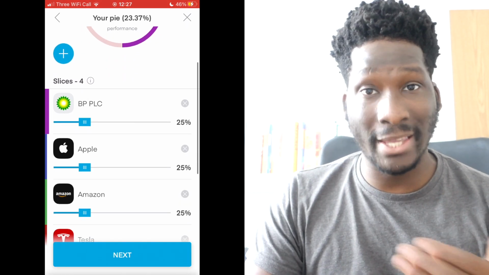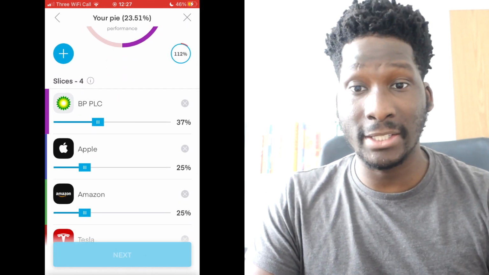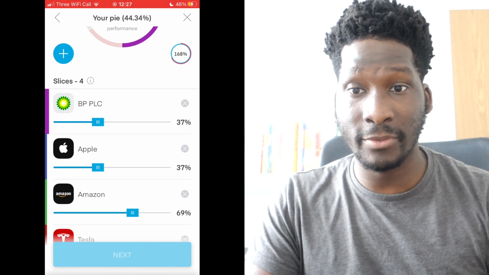So if I was investing £40 per month, then guess what? £10 per month would go into each of these companies. So you get to play around with the ratios, again, based on your risk appetite. You can see here, I'm just going to play around with some of the percentages.